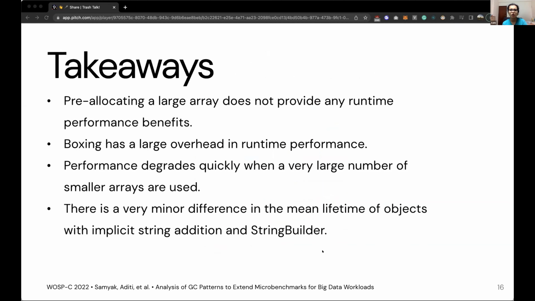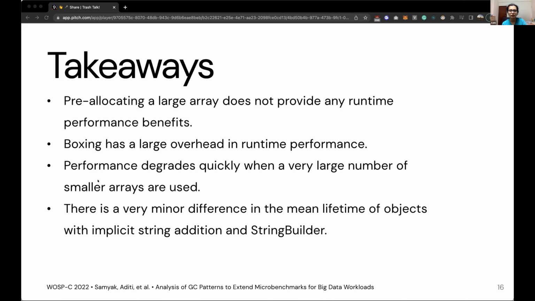So the takeaways from our work include: pre-allocating a large array does not provide any significant runtime performance benefits. Boxing has a large overhead in runtime performance, and it is best to avoid box types when possible. But the nature of Java generics requires the use of box type in some cases. Arrays scale linearly with the number of elements. Large array lists last longer, possibly because it uses less memory than smaller arrays, and the heap fills up slower.